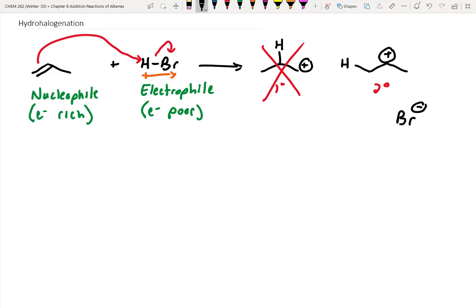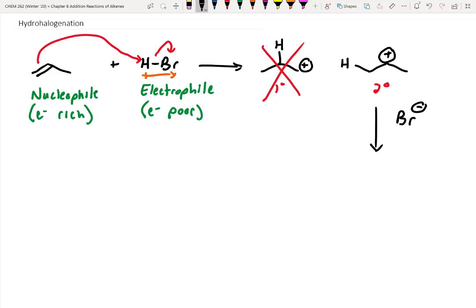Yep? So you're thinking about which one's a better leaving group, hydrogen or bromine? I suppose you could use that as an explanation for why the hydrogen's the group that it's attached to, but really it's more the fact that it's really electron deficient. Yeah, good question.